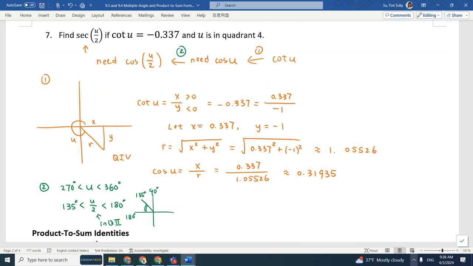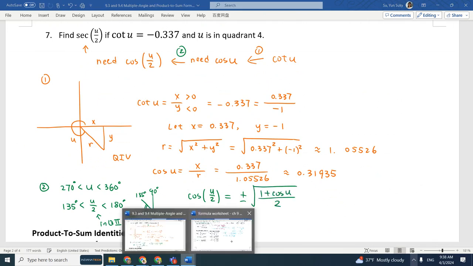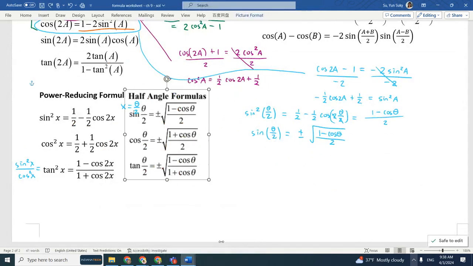All right. Now, let's see. So the cosine u over 2 is, look at your formula. Tell me, what is cosine u over 2? Minus the square root of (1 plus cosine u) over 2. Yes. Is that okay, everybody?